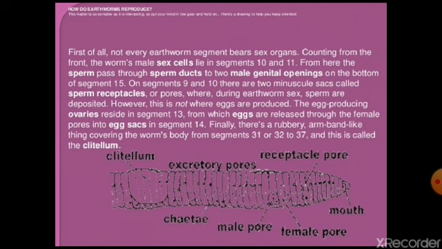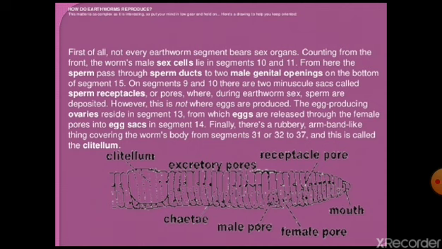or pores, where sperms are deposited during earthworm sex. However, this is not where the eggs are produced. That means it doesn't represent the female region or the ovary. In simpler terms, it is a receptacle where the sperms are kept, or where the sperms are deposited during coitus.